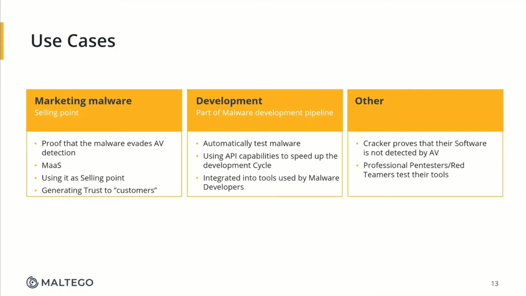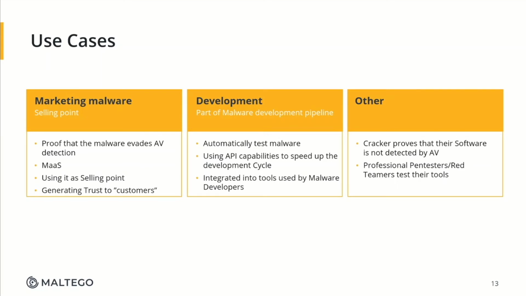Lastly, others. We assume in this use case group individuals who are testing their software and tools. It could be that red teamers and penetration testers test their tools before an engagement and most likely will burn them after usage. Then we have crackers, who prove that their software is not detected by the antivirus software.